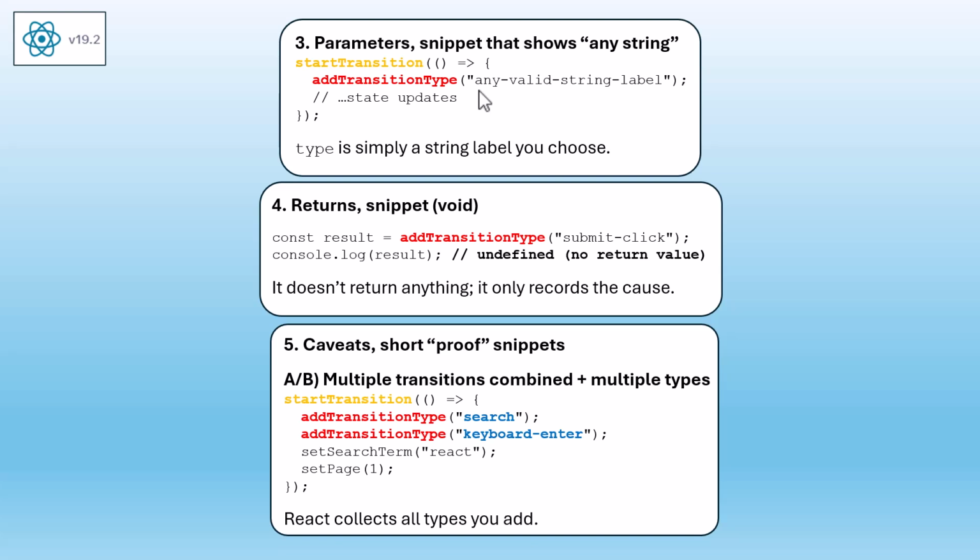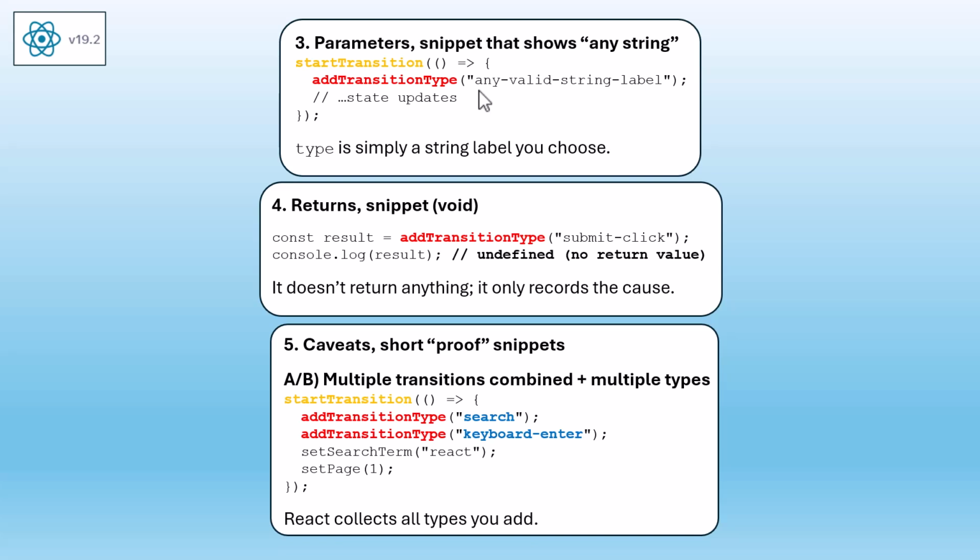3. Parameters. Type. This is the label representing the transition type you want to add. It can be any valid string. 4. Returns. The addTransitionType function does not return a value. Its purpose is only to record the cause of the transition.